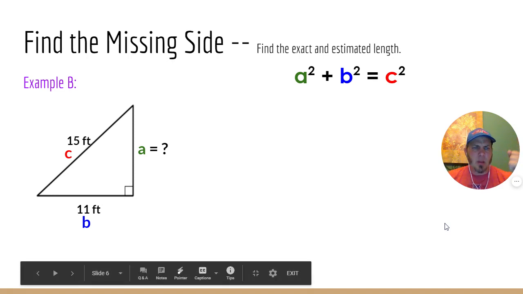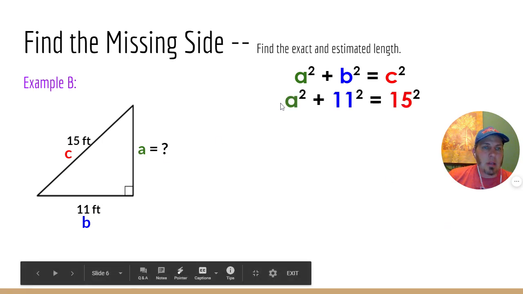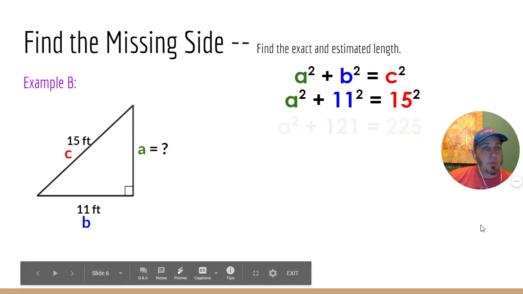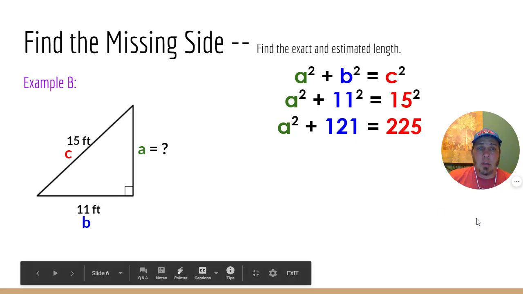A squared plus B squared equals C squared. And I plug in what I know. I don't know A, so I leave it as A squared. That's okay. I do know B. B is 11, so I put 11 and I'm going to square it. I do know C. It's 15, so I put 15 and I'm going to square it. Then I use my calculator. I still don't know what A squared is, so I'm going to leave it A squared. 11 squared is 121. 15 squared is 225.